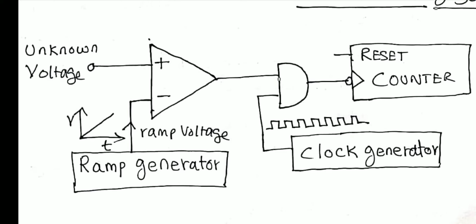Now this is the circuit of a linear ramp type voltmeter. Let us see how it measures the unknown voltage. The unknown voltage to be measured is given to the non-inverting input of the operational amplifier in open loop, the non-inverting input of the comparator. The ramp voltage, which is nothing but the variable voltage with respect to time, is given to the negative input of the comparator. Now the comparator compares the unknown voltage and the ramp voltage and gives either a positive or negative output.